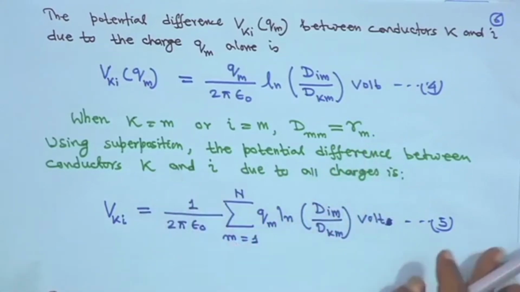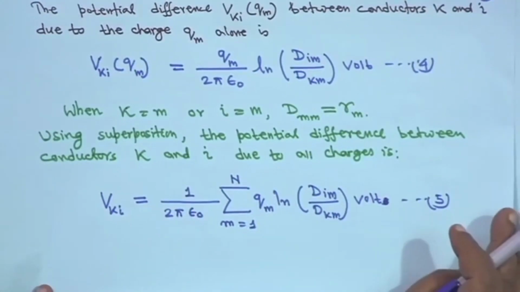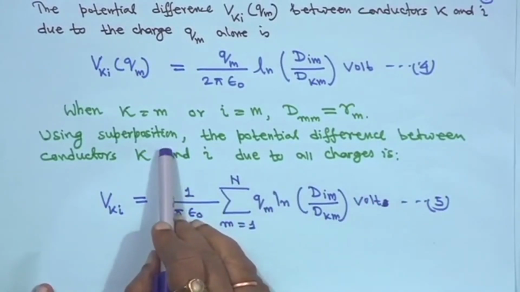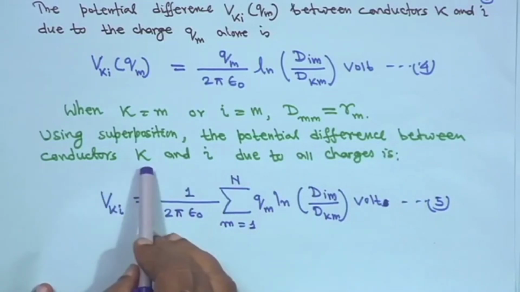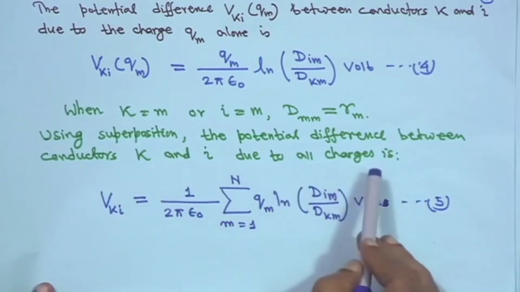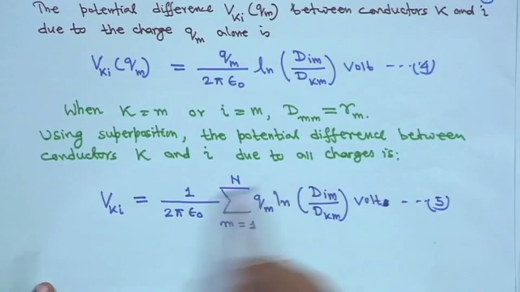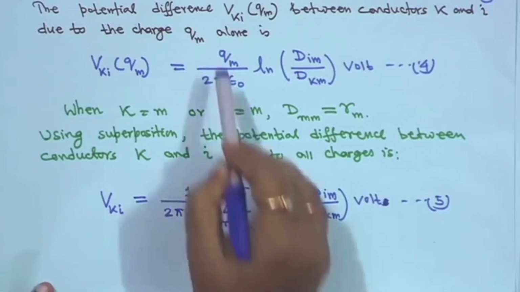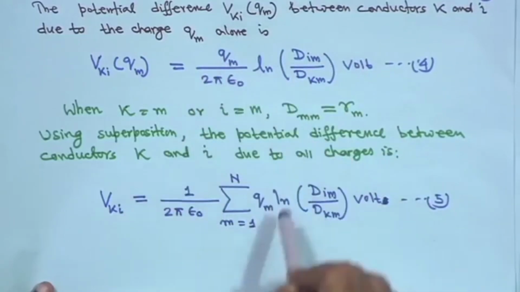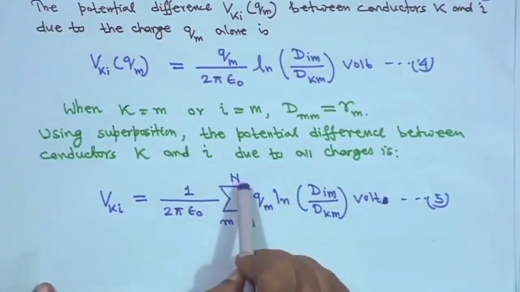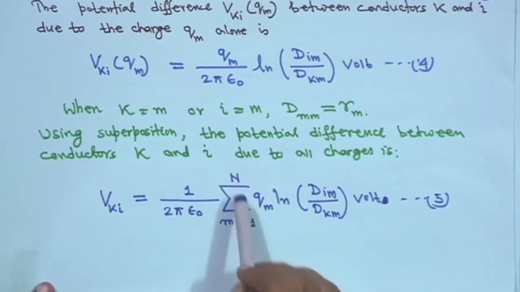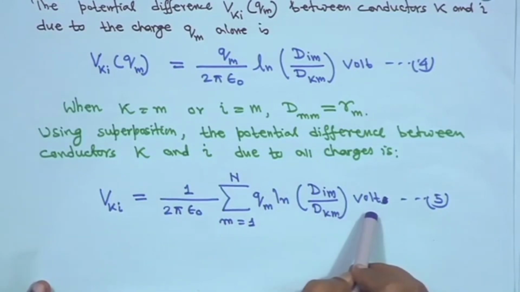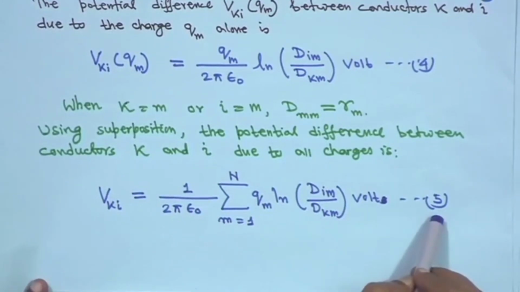Now, there are n number of conductors, so you have to apply superposition. Using superposition, the potential difference between conductors k and i due to all charges is Vki equal to 1 upon 2 pi epsilon 0 times the sum over m from 1 to n of qm ln dim upon dkm volt. This is equation 5.